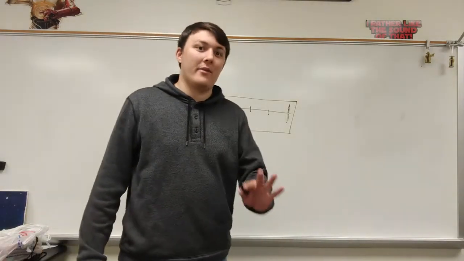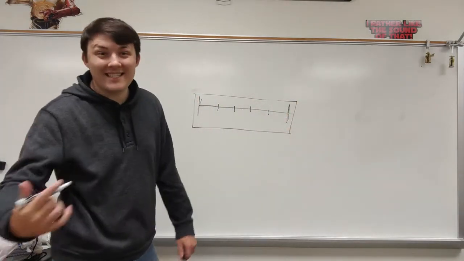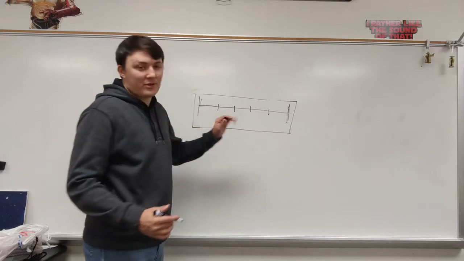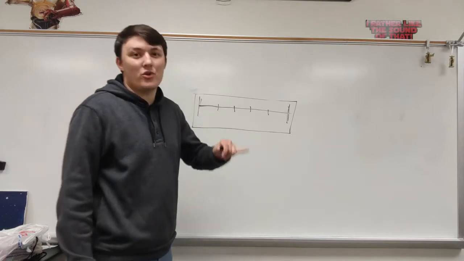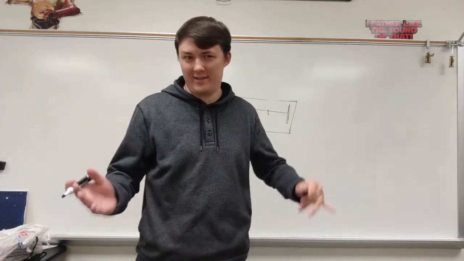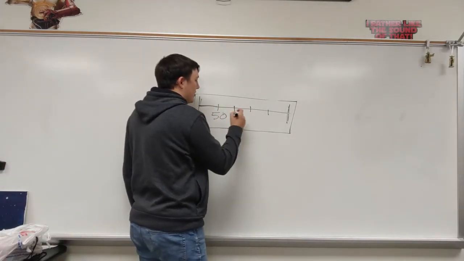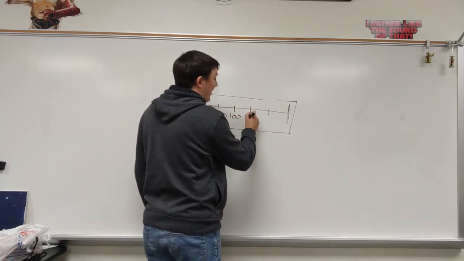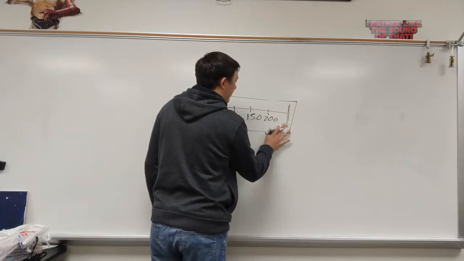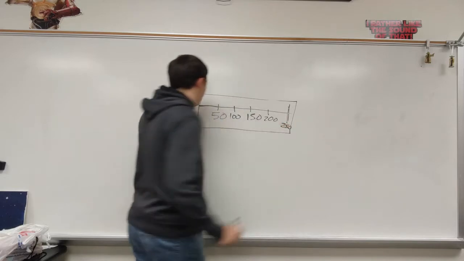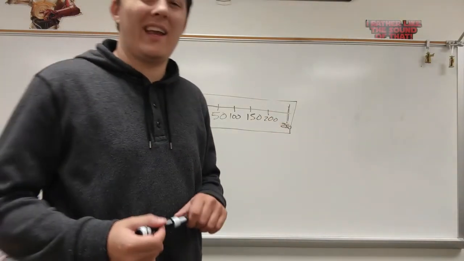Now, this is what a scale is. A scale is this little area right here that tells you the distance the map is created in, and you can use it to find out how far it is between two points. I'll show you an example of that in a second. For this one, let's say it goes by 50s. So 50, 100, 150, 200, 250, and obviously that'll start out with 0. That is our scale.